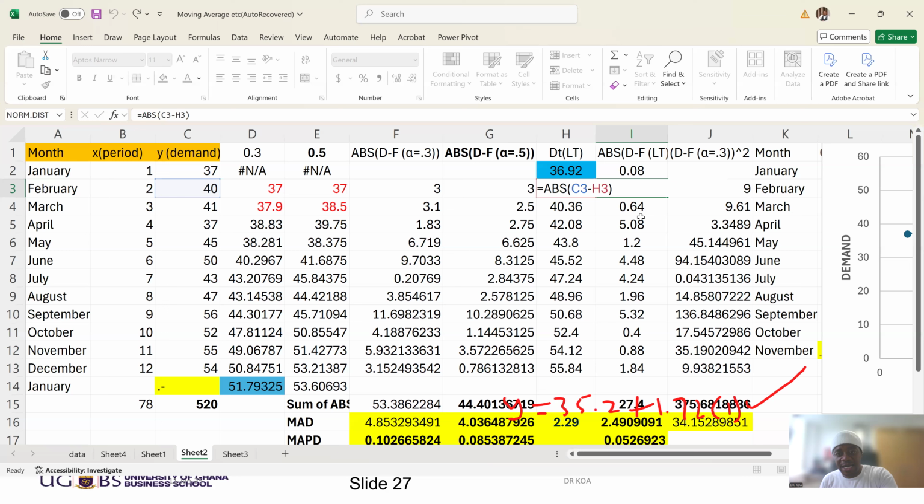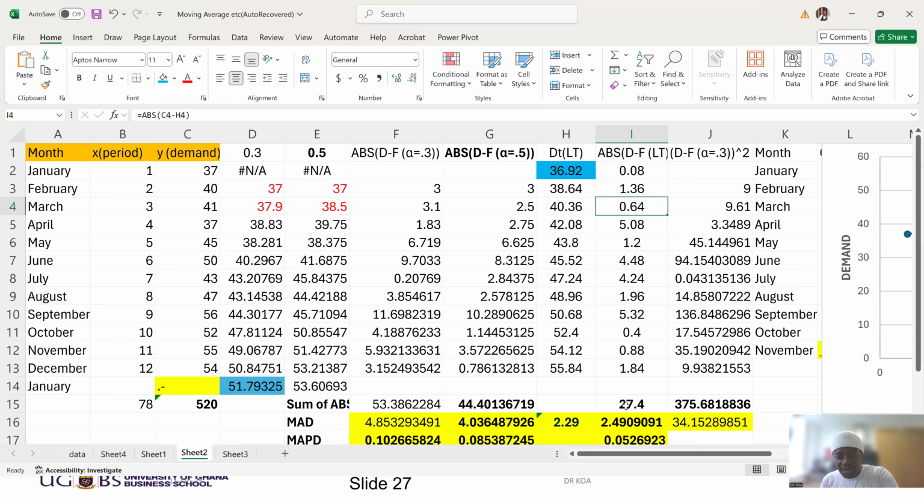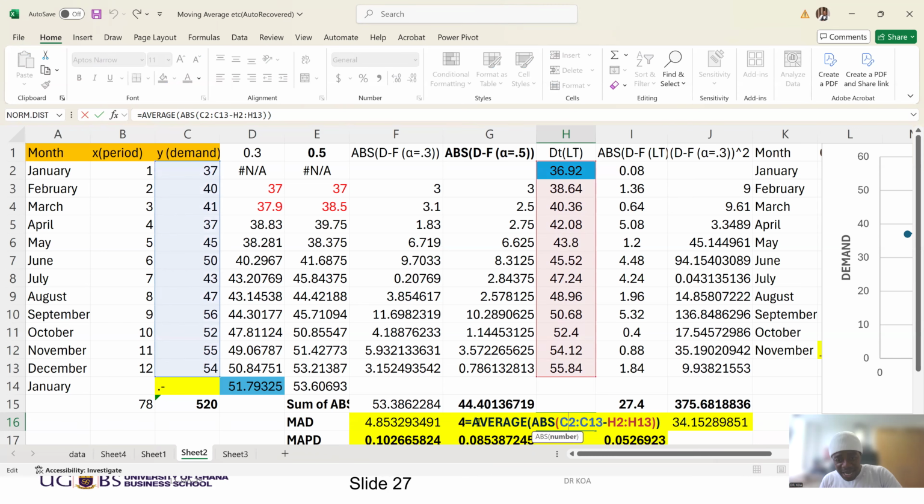Once you're done with that, you sum all of them up. That's what you see I've done here at the bottom. When you sum them up, you get this value, but you have to take the average. You remember the formula for the MAD: sum them, take the average. When I double click on this, you can see that I am taking the average of the absolute value of the difference between C minus H.